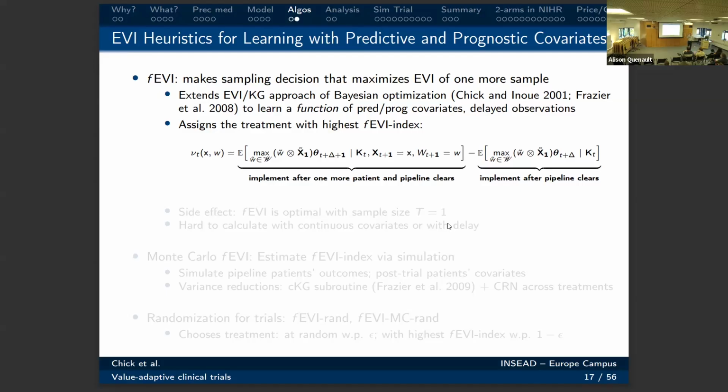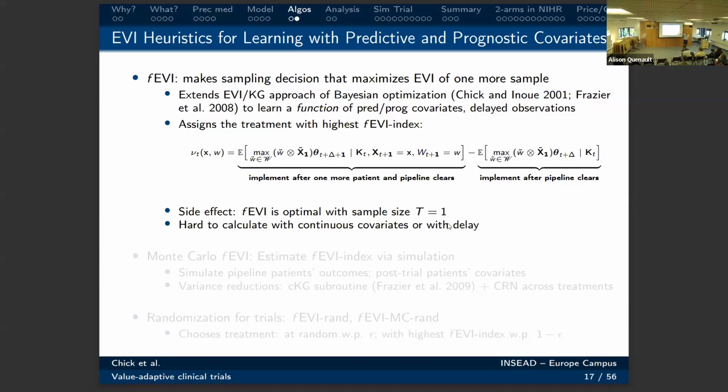What would be the expected rewards if I were to allocate one more patient, wait for all the data to come in, make the optimal decision, and compare that with the expected value of making a decision now without the benefit of that additional bit of data? So that's going to be our index. By construction, this is optimal.